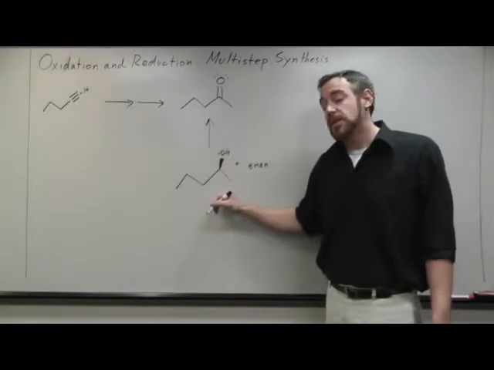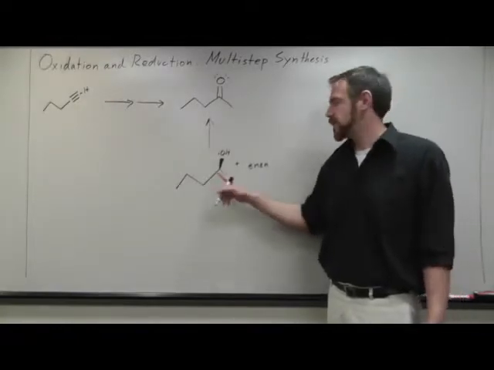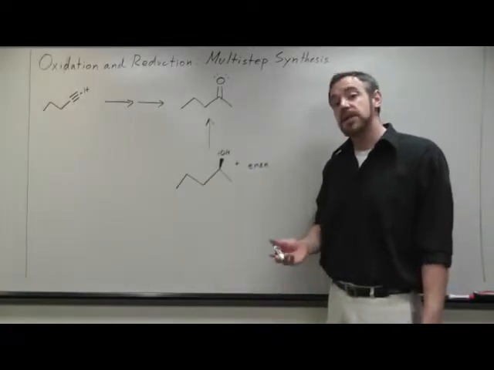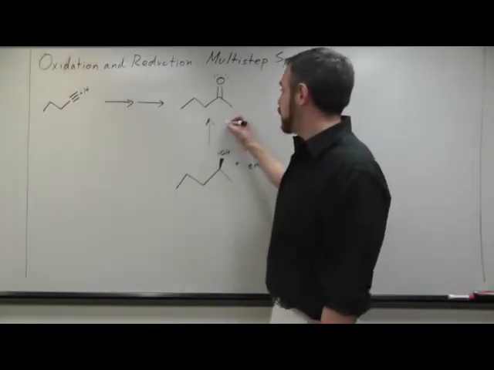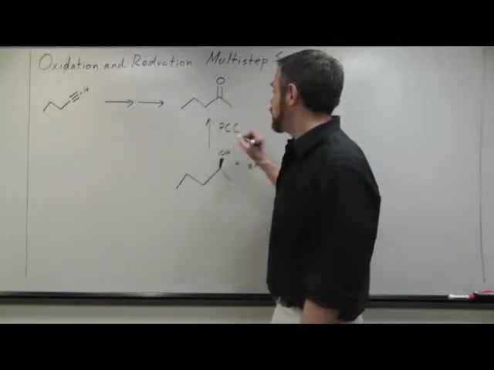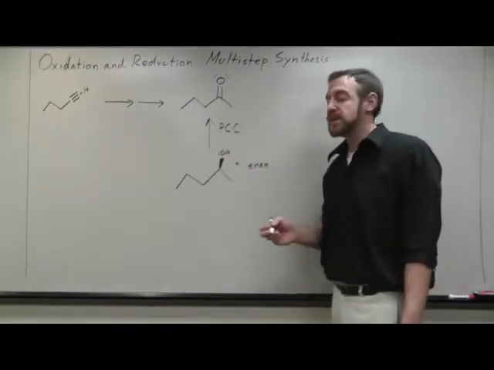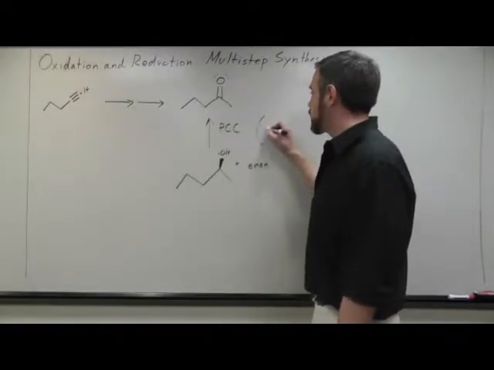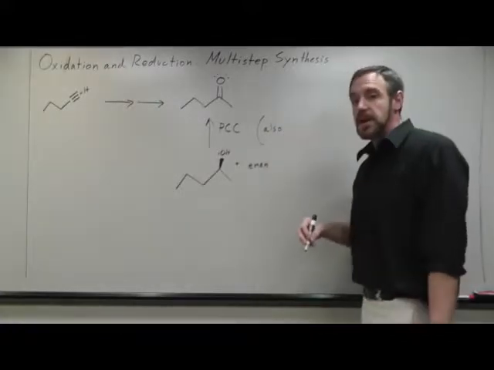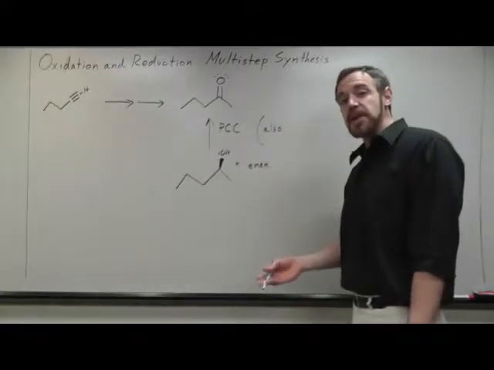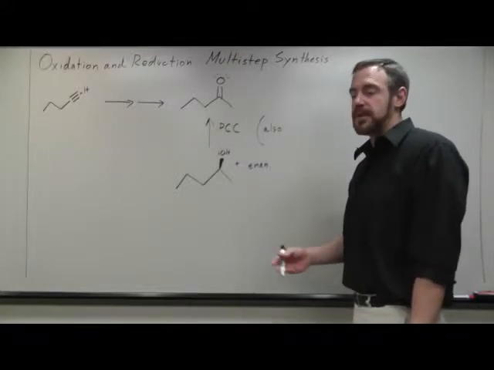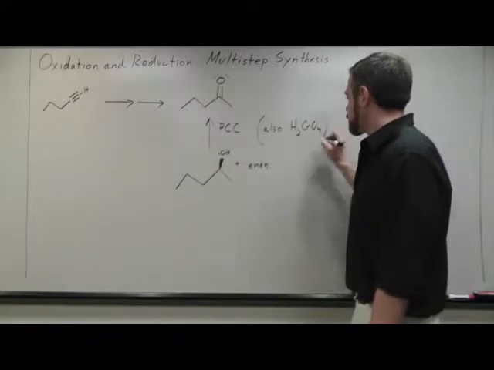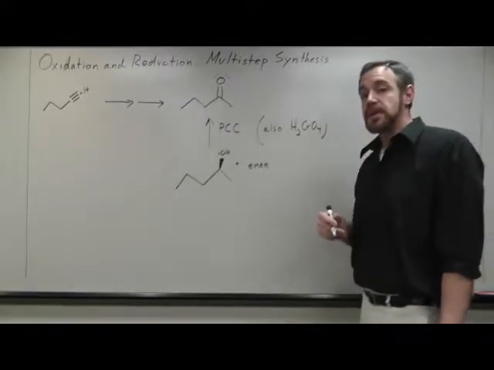And so this secondary alcohol, as a mixture of enantiomers, since it's a chiral center, can be oxidized up to a ketone using either oxidation reagent. And so one possibility would be to use PCC for this reaction, or since it's a secondary alcohol, you could also use a mixture of sodium dichromate and sulfuric acid, which produces chromic acid, to complete this oxidation.